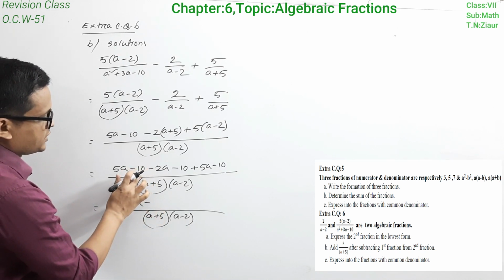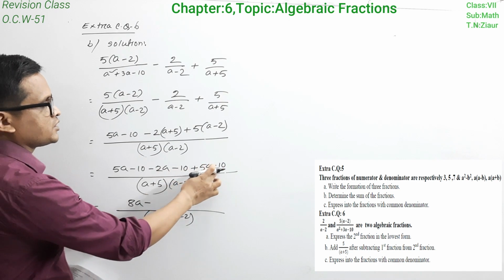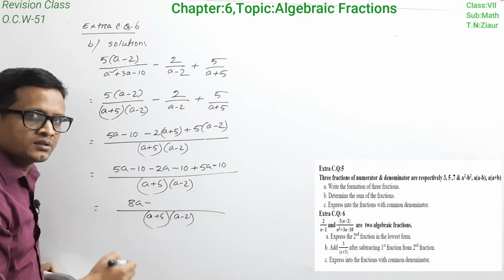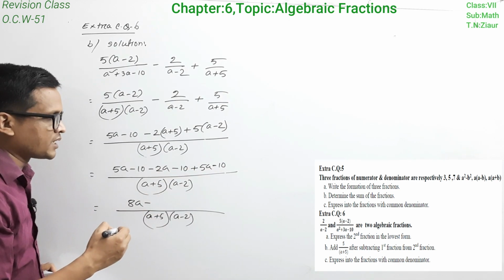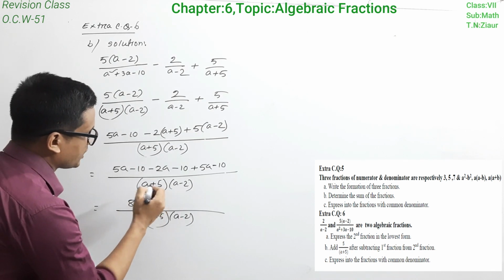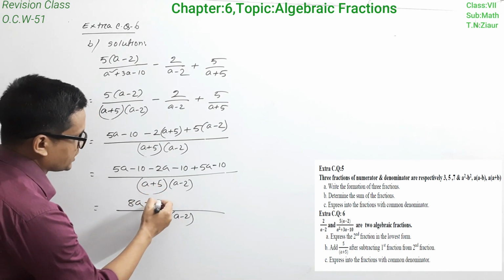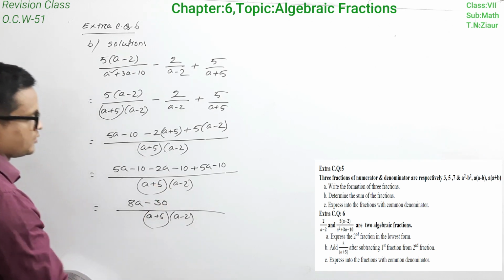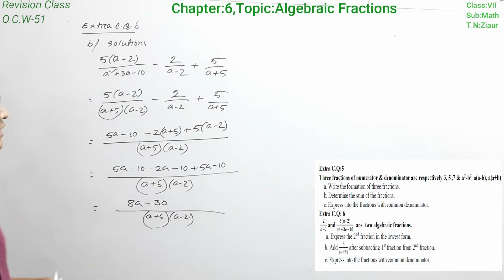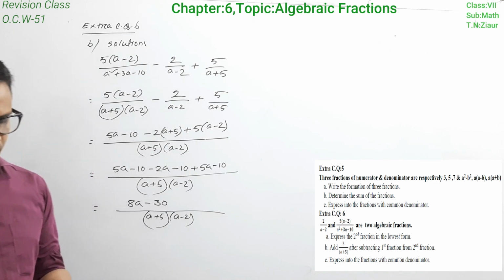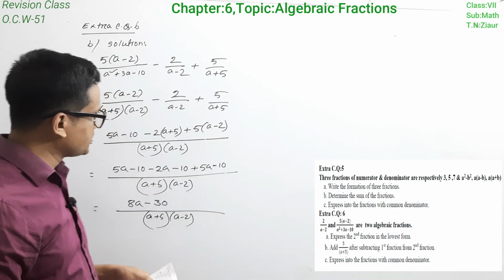Minus 10, minus 10, minus 10. All are minus here, so all are negative. So we have to add all. 10 plus 10 plus 10, it will be 30, but the sign will be minus here. Okay, this one is the simplification. This one is the answer of B number. Students, have you understood this one? I hope you understood, right?